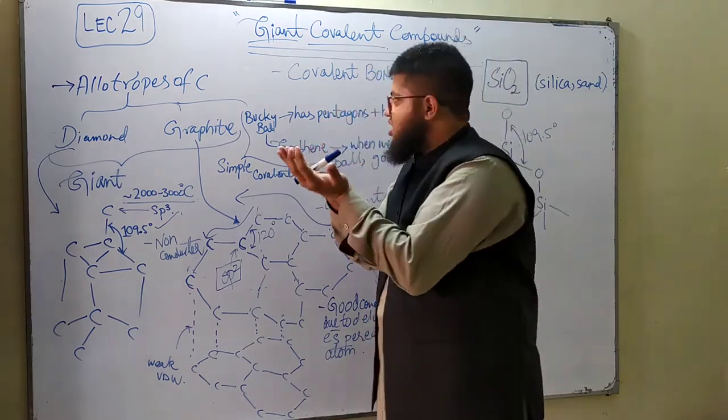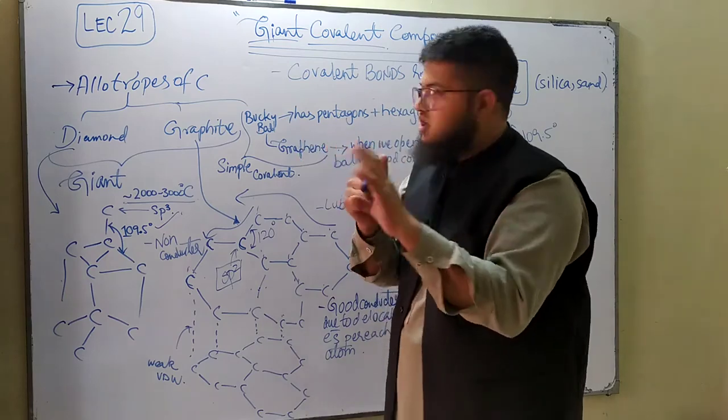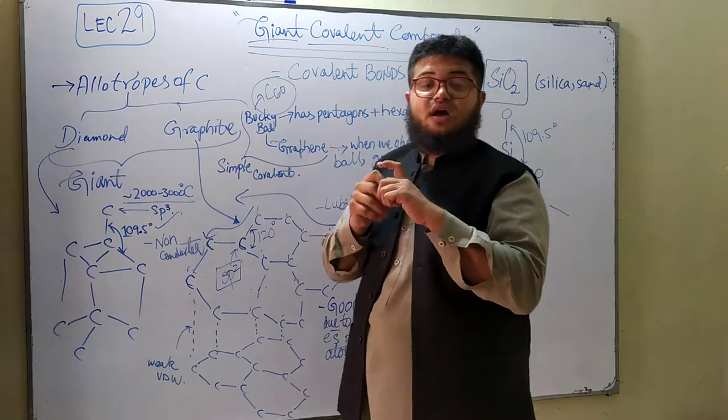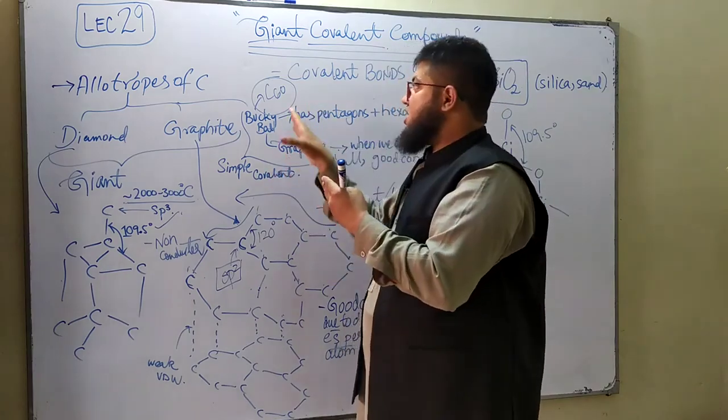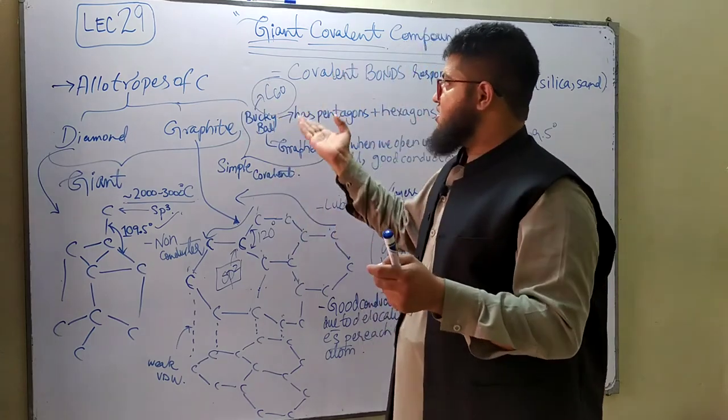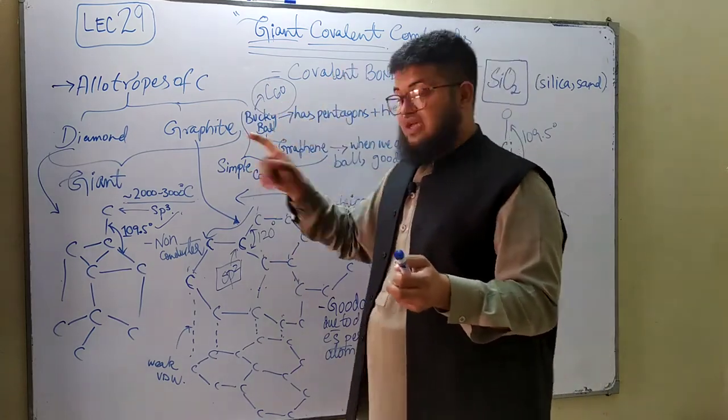So it's a buckyball, and it has low melting and boiling point, and its formula is just C60, okay? It's C60, that's why it's a simple covalent structure. Because graphite and diamond have carbon atoms in thousands, not in 60. Okay, C60, just 60 carbon atoms can form a buckyball.